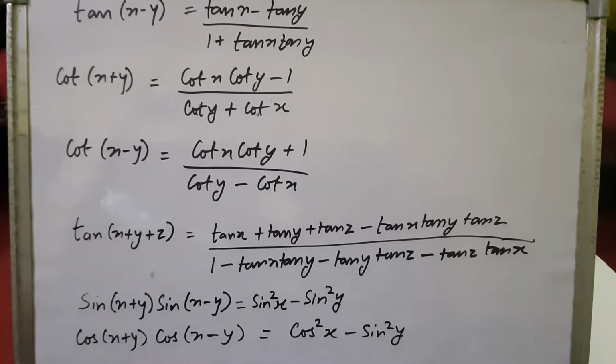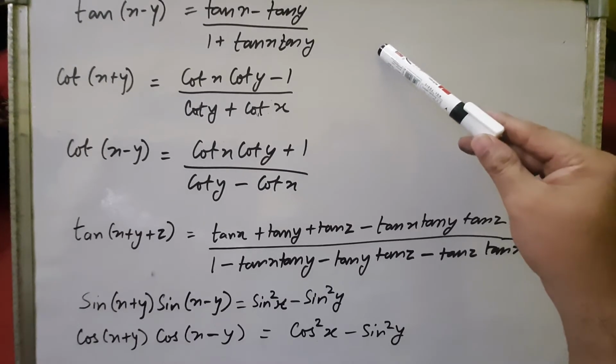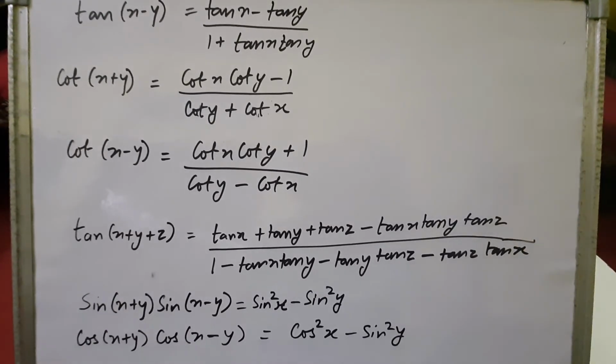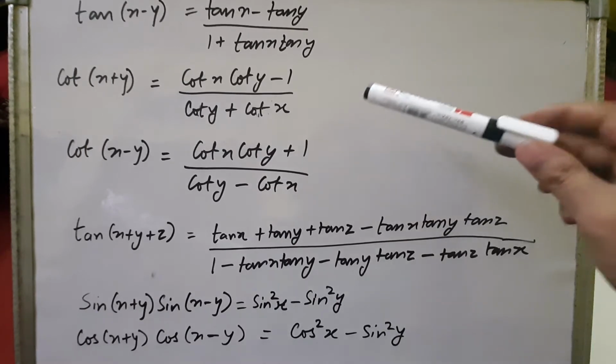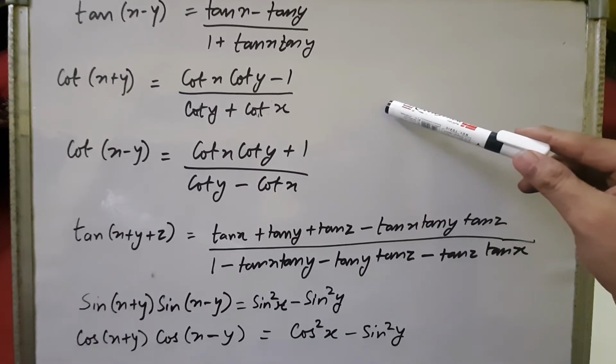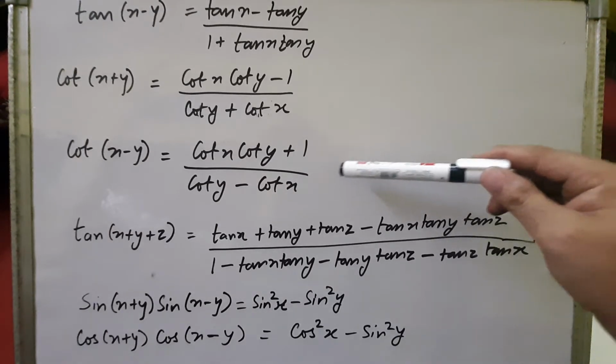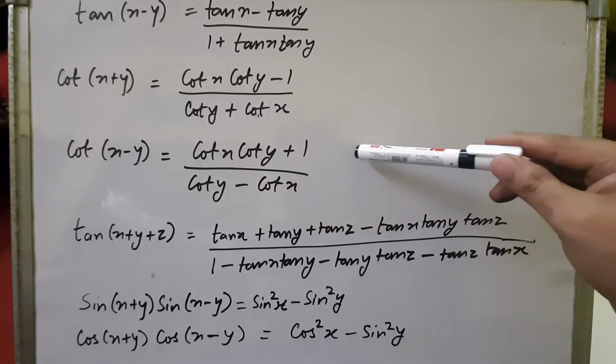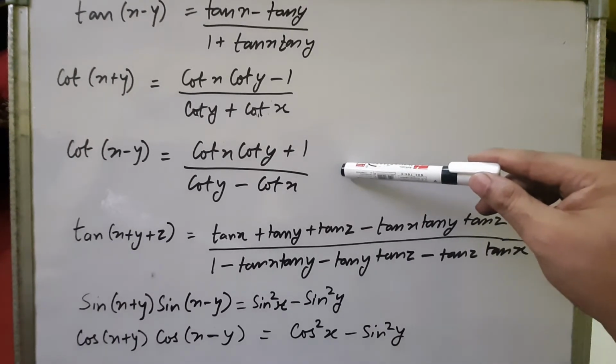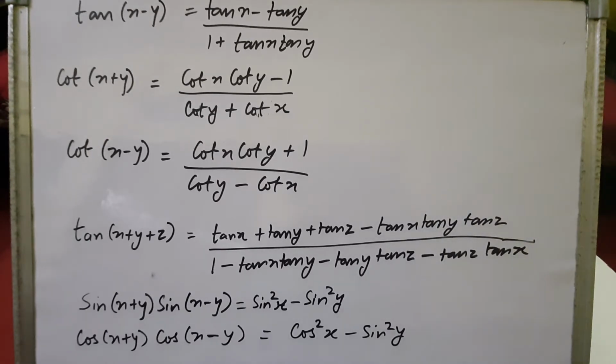Let's see a few more formulas, children. As we have discussed, tan(x-y) will be tan x minus tan y upon 1 plus tan x tan y. So when we convert tan into cot, we'll get cot(x+y) as cot x cot y minus 1 upon cot y plus cot x. And when we find the value of cot(x-y), the formula will be cot x cot y plus 1 upon cot y minus cot x. Right, children? The formula for tan(x+y+z) will be tan x plus tan y plus tan z minus tan x tan y tan z, whole upon 1 minus tan x tan y minus tan y tan z minus tan z tan x.